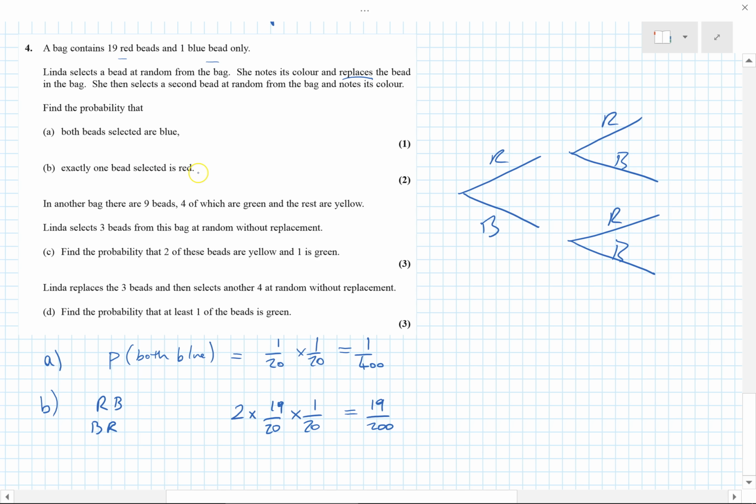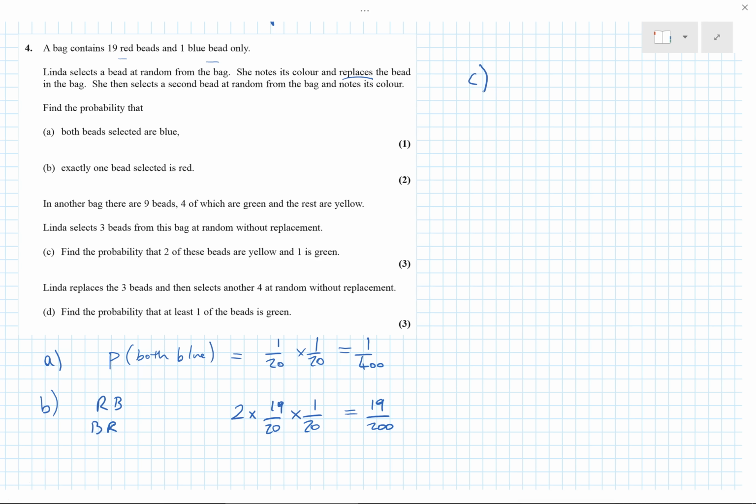Okay, so that's not too bad. Let's have a look at the next question, C. In another bag, there are 9 beads, 4 are green and the rest are yellow. Linda selects 3 beads but without replacement this time. Find the probability that 2 of these beads are yellow and 1 is green. Again, feel free to do a tree diagram if you want, that type of thing.